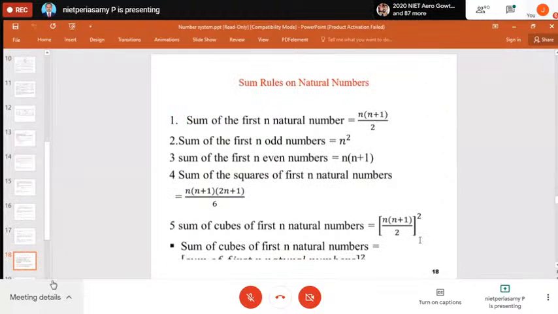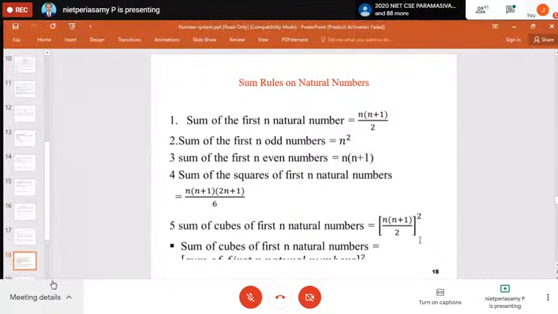Next, we discuss some standard formulas which are used to find the sum of some natural numbers. Already you know this formula, the formula to find the sum of the first n natural numbers. To find the sum of the first n natural numbers, we use the formula n into n plus 1 by 2. Next, to find the sum of the first n odd numbers, the formula is n square.